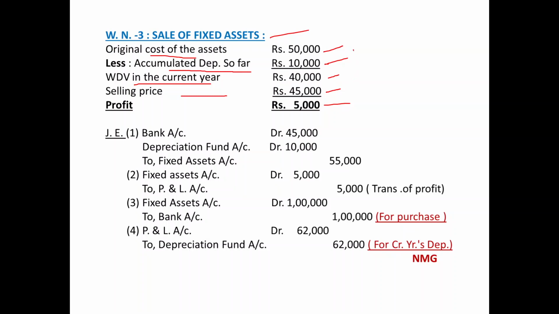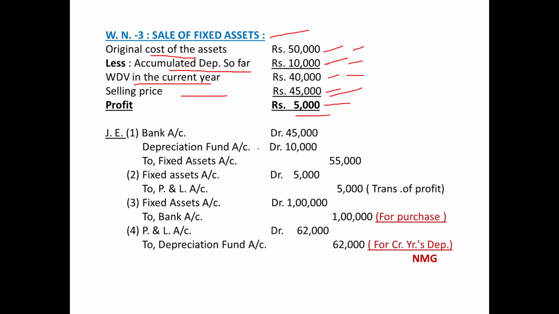From the original cost, we deducted the accumulated depreciation. इतने सालों का इकट्ठा किया गया depreciation जो depreciation fund की opening balance में बना है 10,000. We decided the written down value 40,000 and then we compared it with selling price 45,000 and we got the profit 5,000.